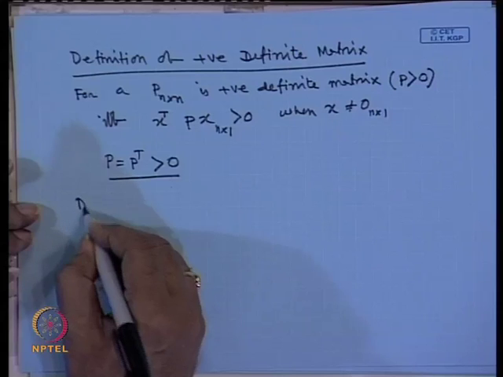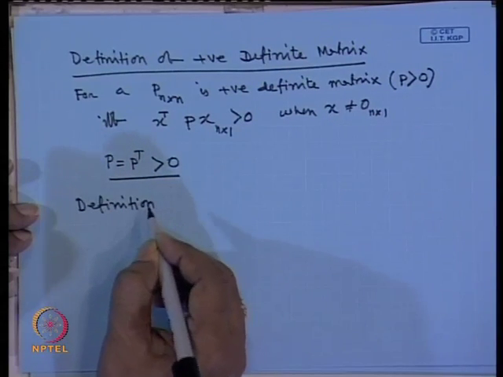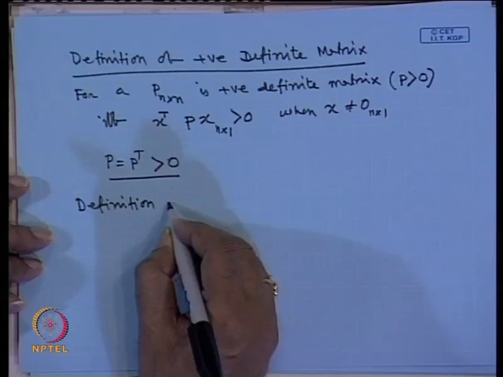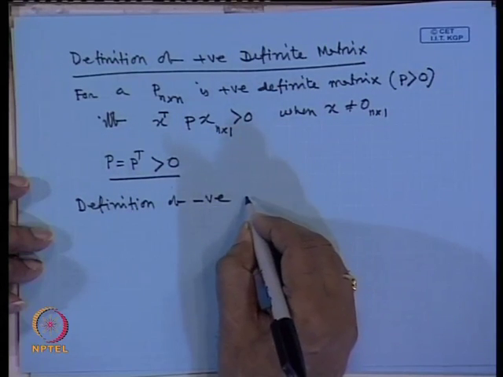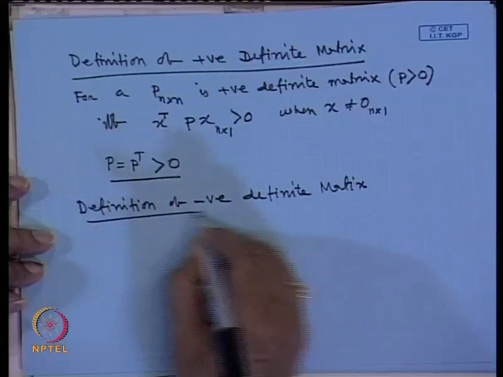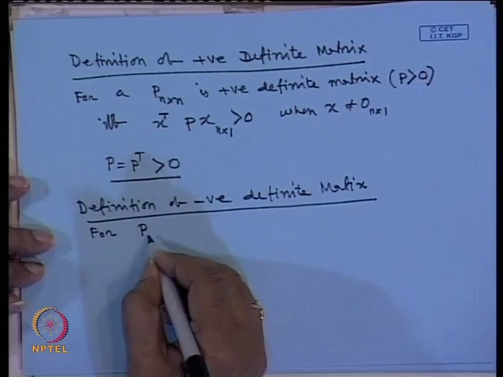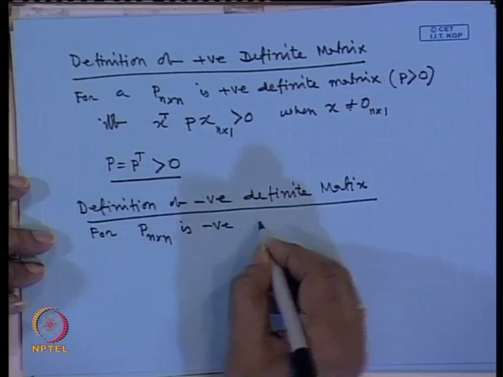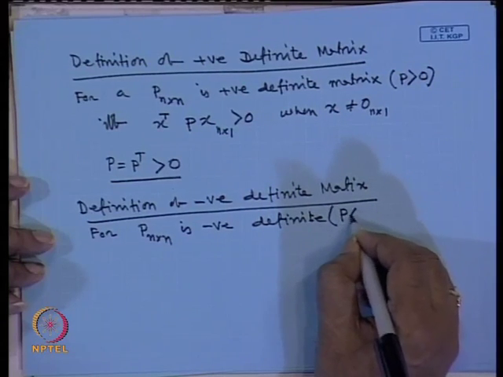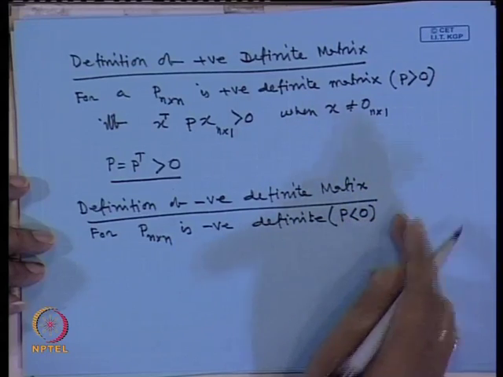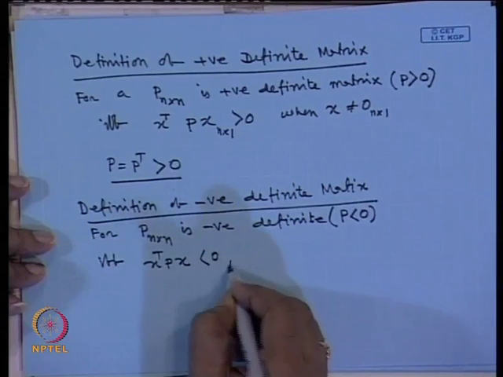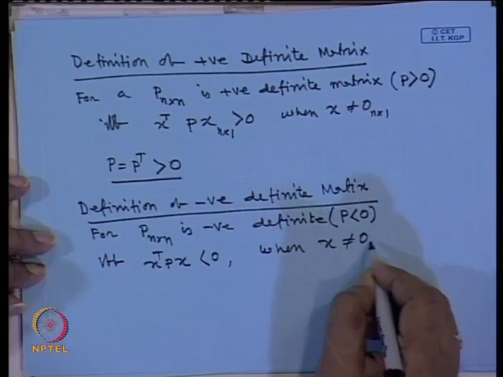So, next is the definition of a negative definite matrix. For a matrix P whose dimension is n cross n, in short it is written P less than 0. I will read it as: P is a negative definite matrix if and only if x transpose P x is less than 0, when x is not equal to the null vector.